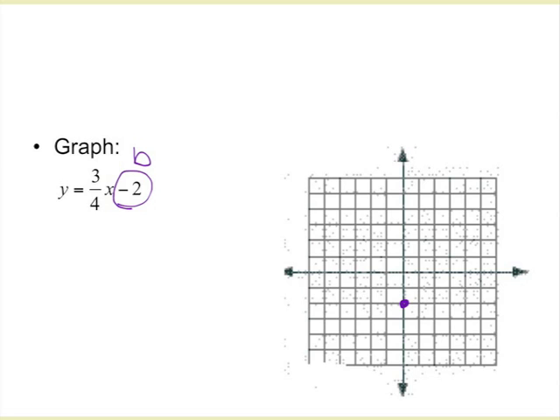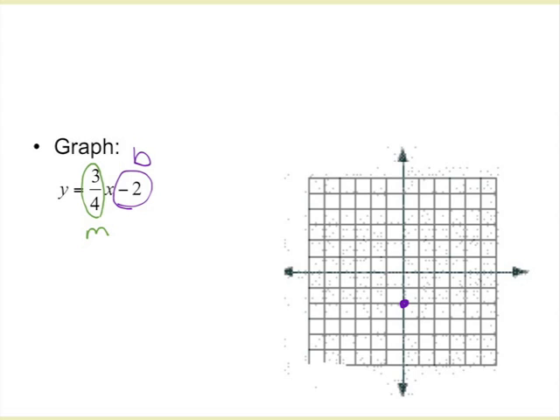Then, the 3/4 is our m, or our slope value. I don't know why it's m and b. You know, it seems like they could pick better letters like S for slope. I don't know why they picked that. But m is our slope and b will be our intercept.